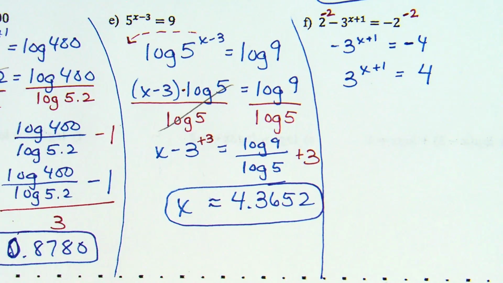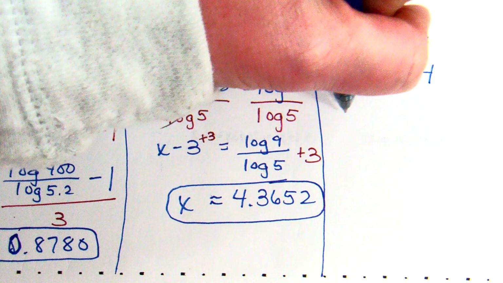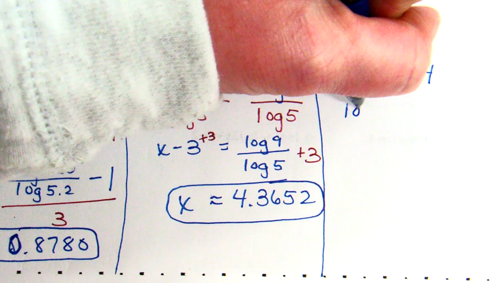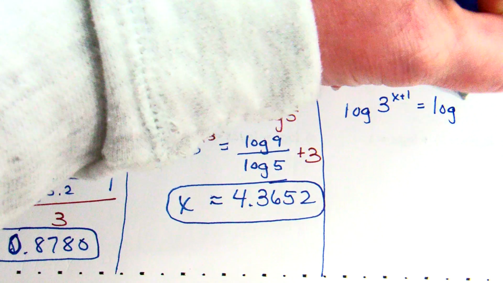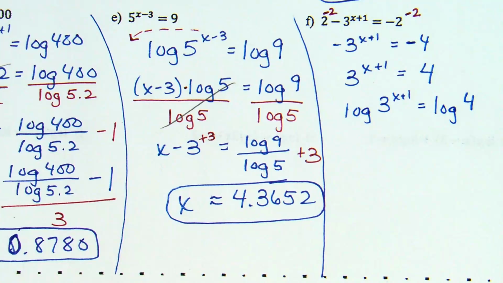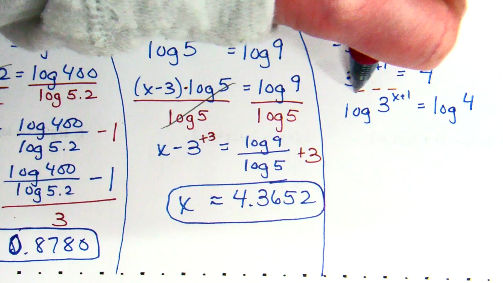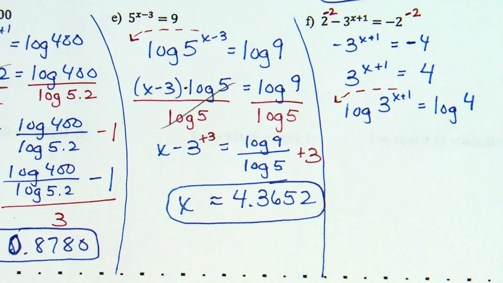What have we been doing? We want to take the log of both sides. So we're going to write it as the log of 3 to the x plus 1 equals the log of 4. Now what? Okay, now we're ready for power property. Now we're back into the world you guys know. This is what we were doing on Wednesday.